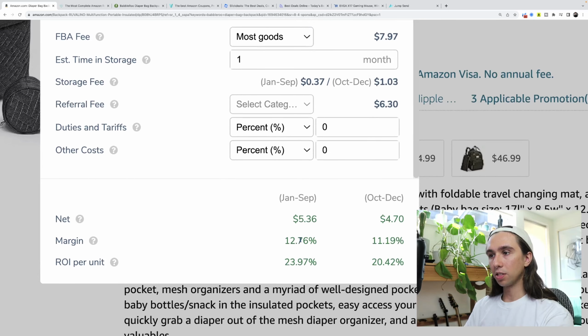So therefore, we would have to spend 20 to make 5. We want to double our money. So we want to spend 20 to make 20. So I would not consider this deal worth it. I like to look for at least 100% ROI.